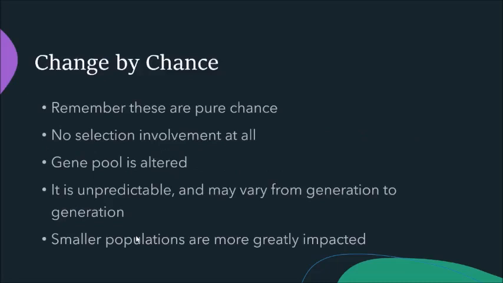So we are talking about change by chance. These are purely chance events. There's no selection involved. So this is not natural selection where you're talking about selection pressures. However, the end result is that the gene pool is still altered. It's unpredictable and it can vary from generation to generation. And if your starting population is smaller, it's more likely to have a greater impact.